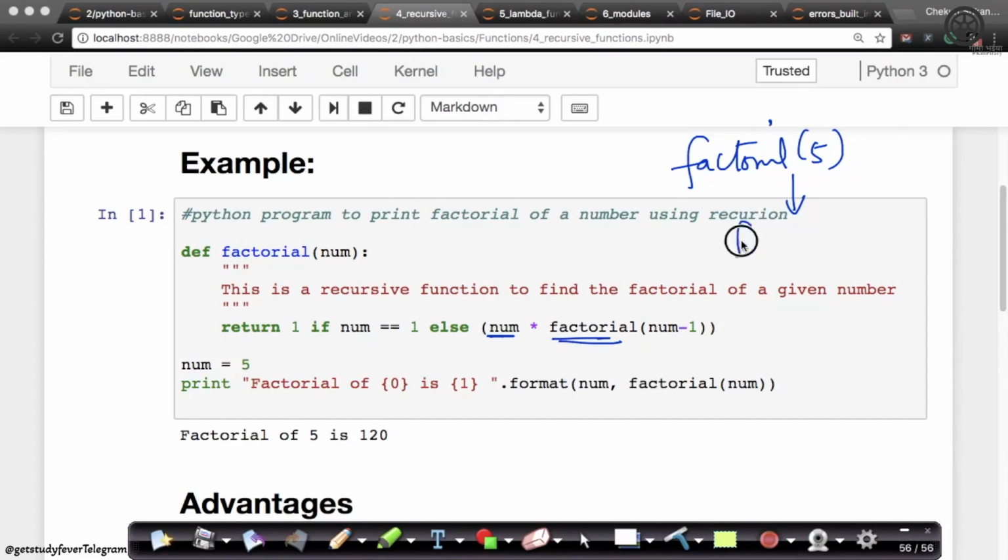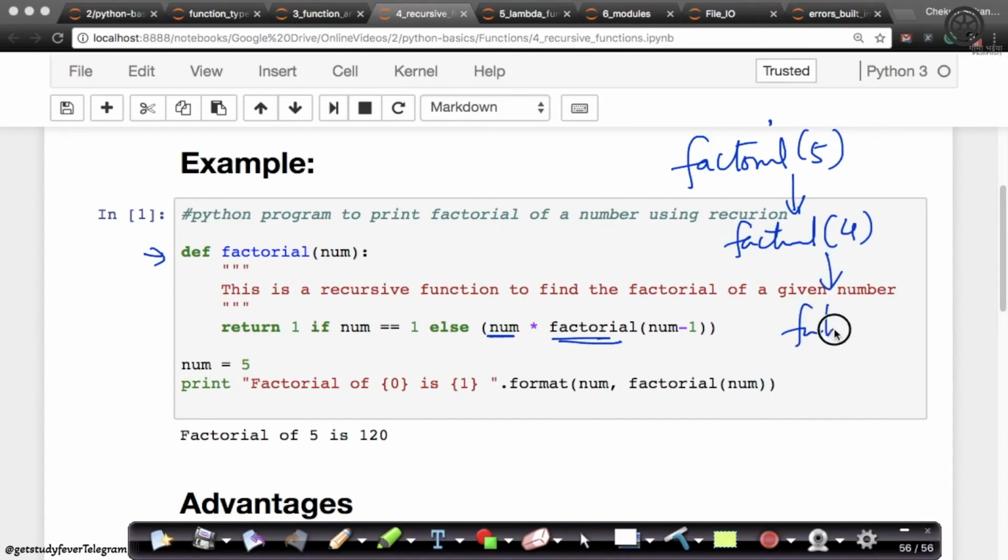So now it calls again the function factorial with a value of num minus 1, which is 4. Right? Now when it calls factorial of 4, it goes back again here. Now it says, oh, return 1 if num equals 1. It's not. Right? So what is it doing here? To compute factorial of 5, it called factorial of 4. But here again, it will try to multiply 4 with factorial of 3. It will keep calling this.